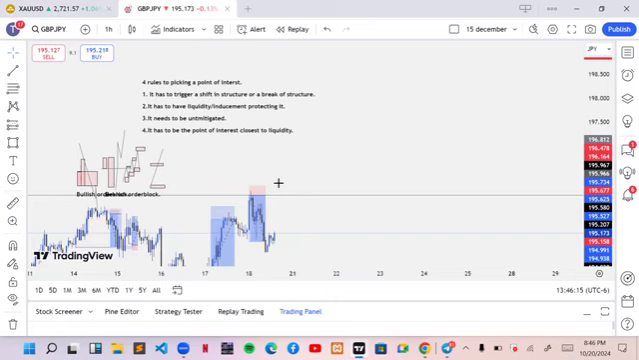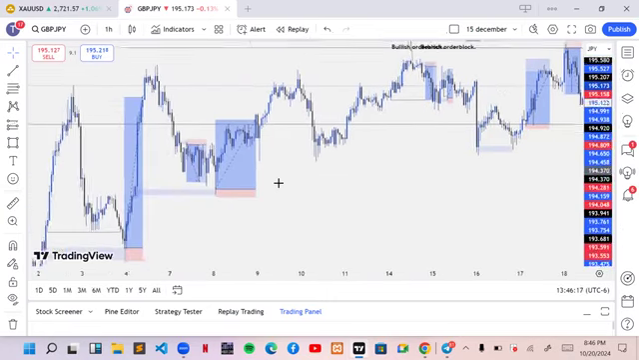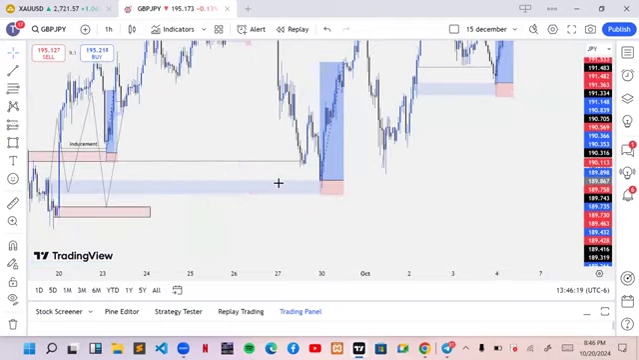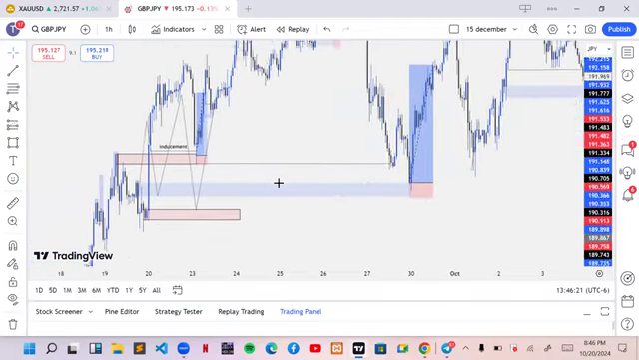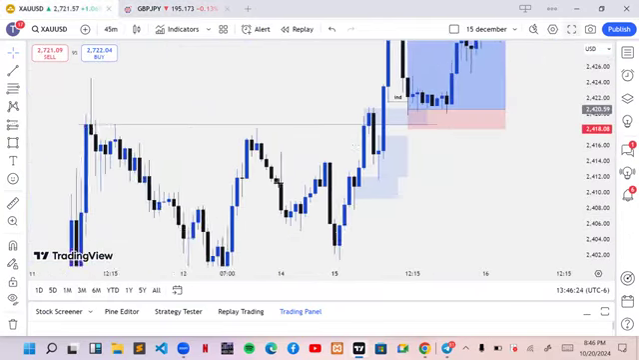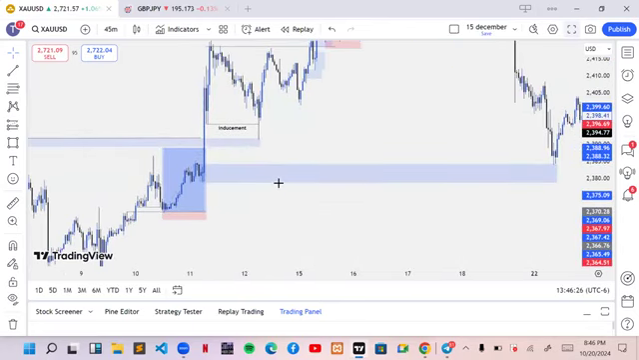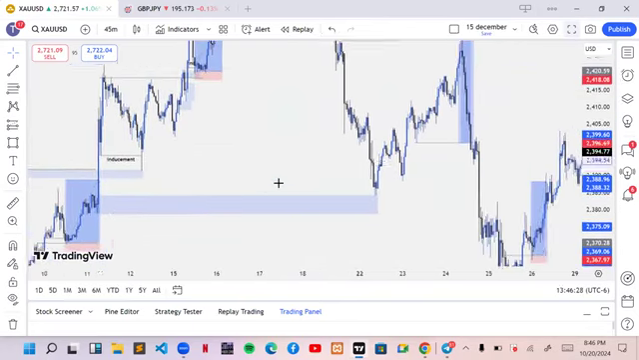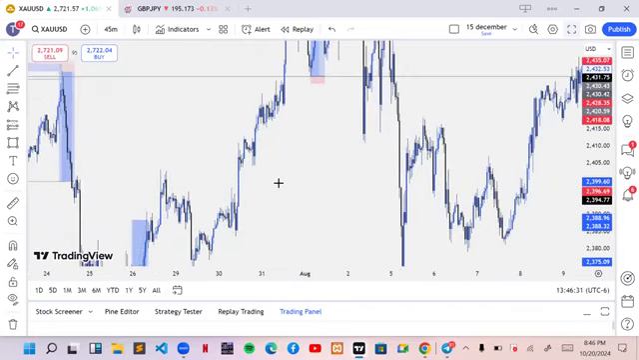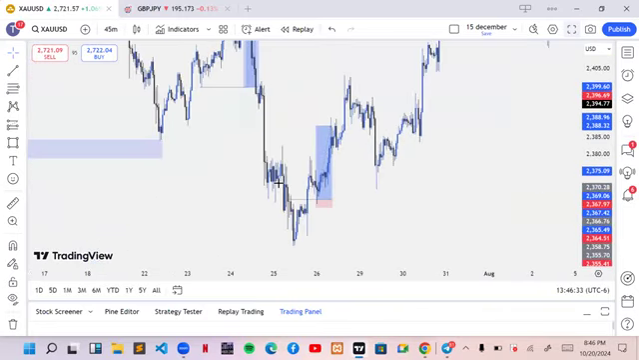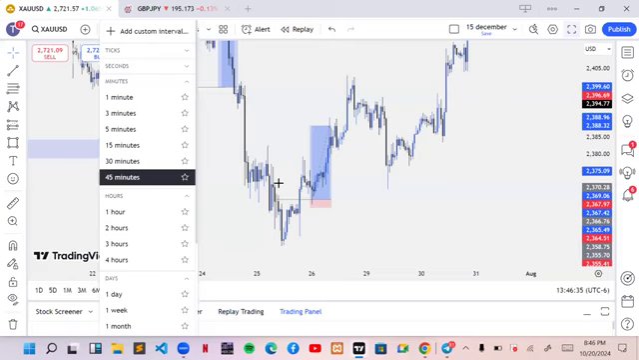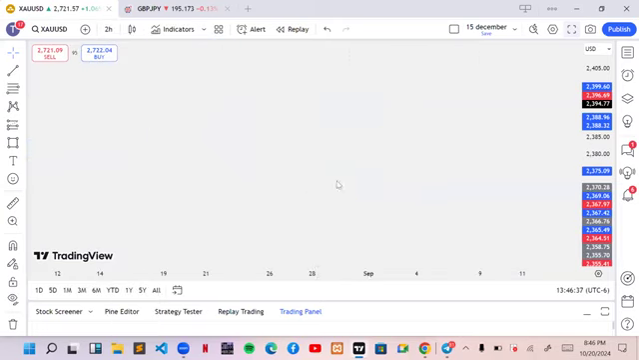So that's just it, when you want to use a breaker block and when you want to use other blocks. Let me see if I have a trade with another block, so you know when to use another block. This is also a breaker block trade.